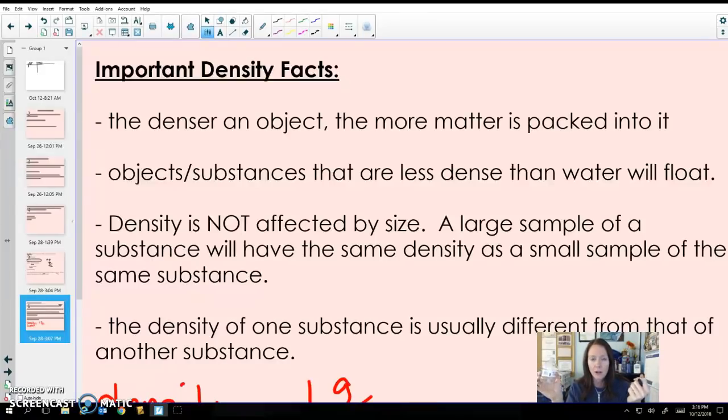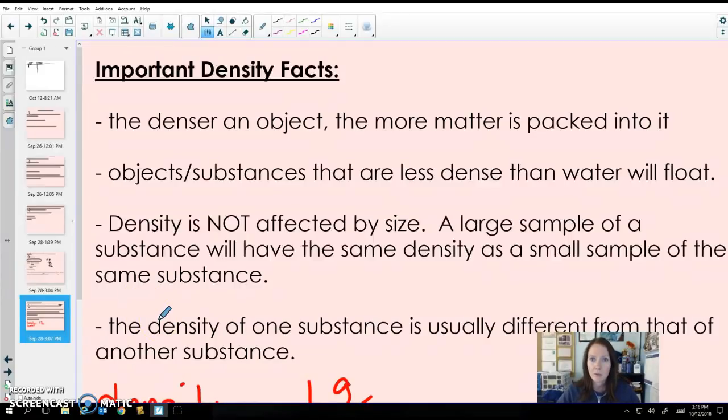Also, density is not affected by size. So going back to my water again, I have 100 milliliters in here. It's going to have a density of 1 gram per milliliter. If I pour most of this out and I just have one little drop in here, that little drop is still just going to have a density of 1. Does not affect. And then the last one is the density of one substance is usually different.